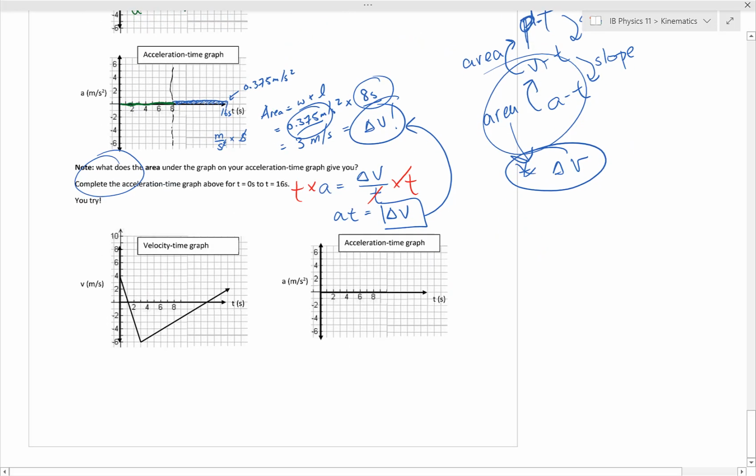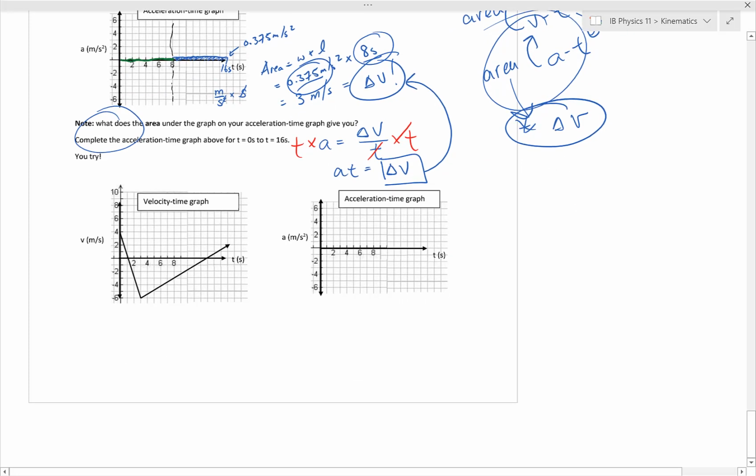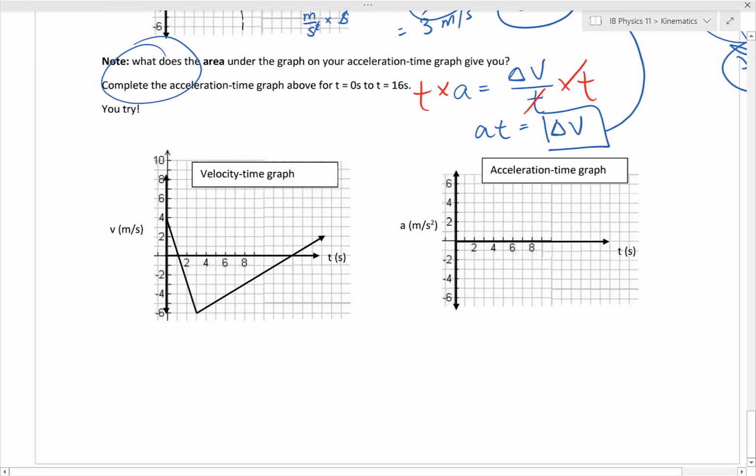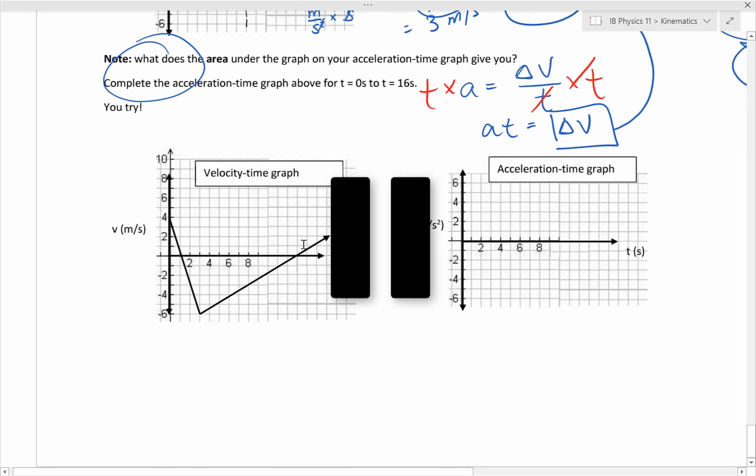So now I would like you to try this example below, and use the velocity time graph to find the acceleration time graph. I think the time should be the right one. Okay, so give this a try.